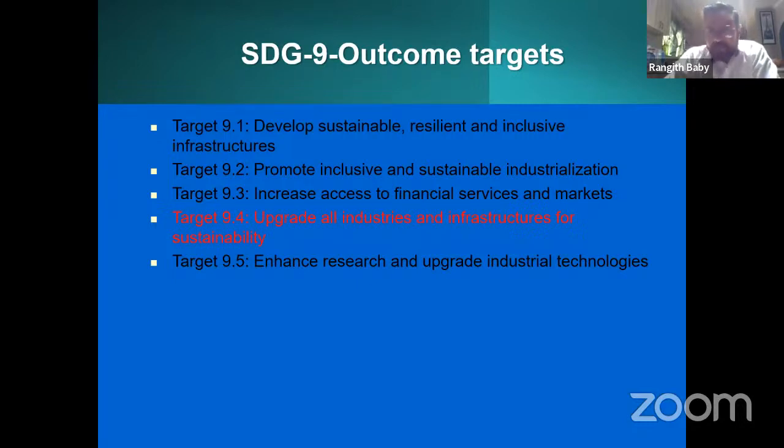You'll see that I've highlighted target 9.4 in red here. That is because of these 5 targets, this is the one that my team and I have focused on, right? So we have set out the target, and I've explained how the target will be achieved.